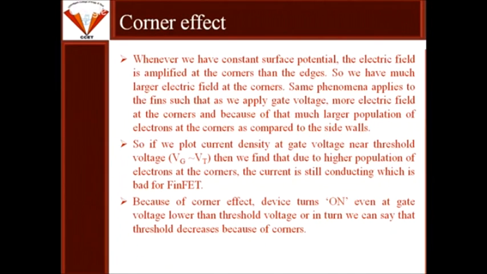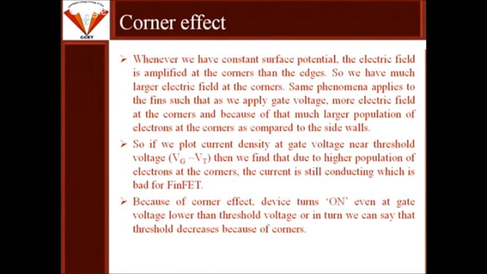Just imagine that you have applied some gate voltage, around the threshold voltage, and because of the heavy intensity of electric field towards the corner, some current is still flowing through that corner region along the fin, which is undesirable. So we have a much larger electric field at the corners. The same phenomenon applies to the fins: as we apply gate voltage, there is more electric field at the corners, and because of that a much larger population of electrons at the corners as compared to the side walls.